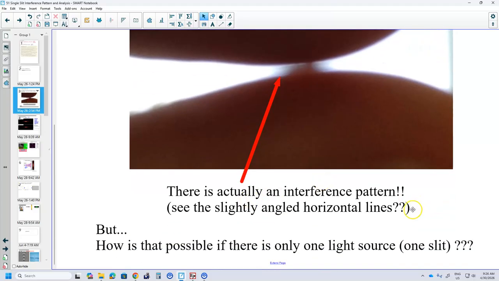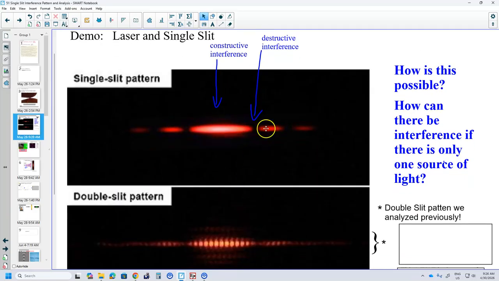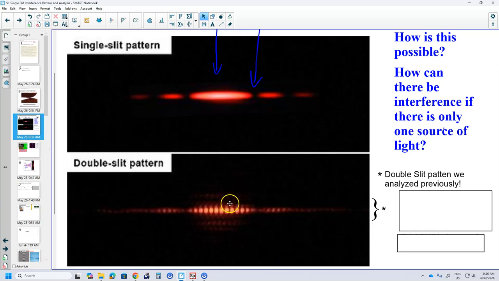And interference pattern there, right? But how is that possible if there's only one light source, only one slit? Well, it's a thing. It actually does happen, right? So this is a single slit interference pattern, and that's a double slit interference pattern.